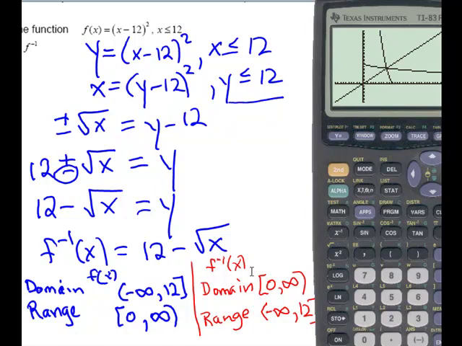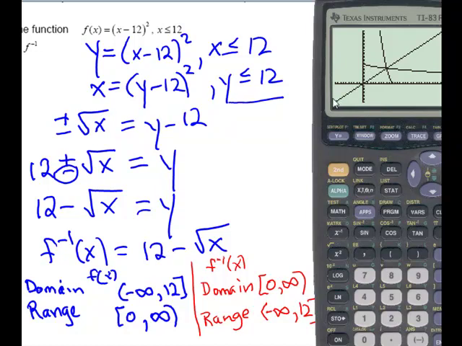For our f inverse function, remember they're going to switch. So your domain of f of x will become this range, and this will become the domain. And let's just kind of check that. So this graph down here, if you can see my mouse, is the f inverse. It's a square root function, and the minus in front of it has made it flip over. And the farthest to the left that it can go is 0. And it can go forever to the right.